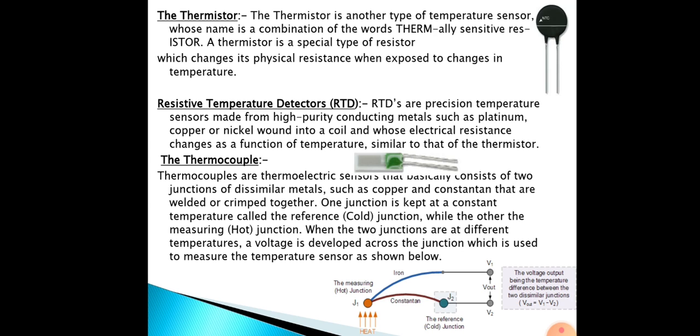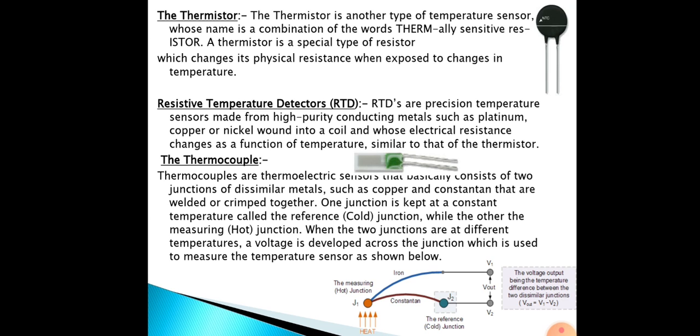The next one is the thermocouple. This is by far the most commonly used of all types of temperature sensors. Thermocouples are popular due to their simplicity and ease of use. Thermocouples are thermoelectric sensors consisting of two junctions of dissimilar metals such as copper and constantan, welded or crimped together. One junction is kept at a constant temperature, called the reference cold junction, while the other is the measuring junction, the hot junction.